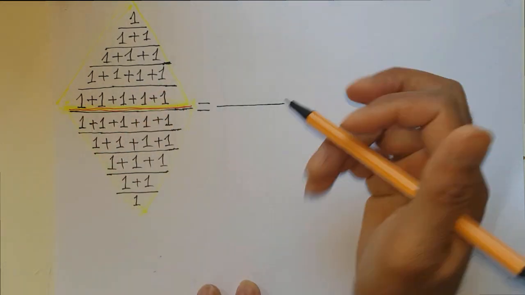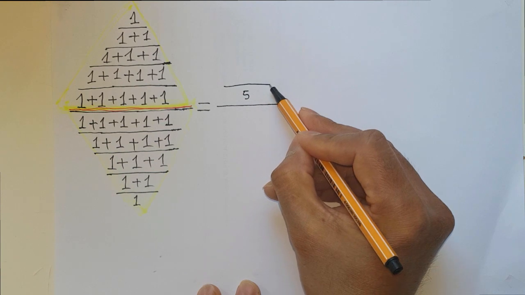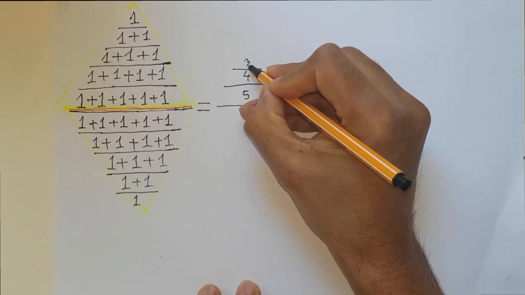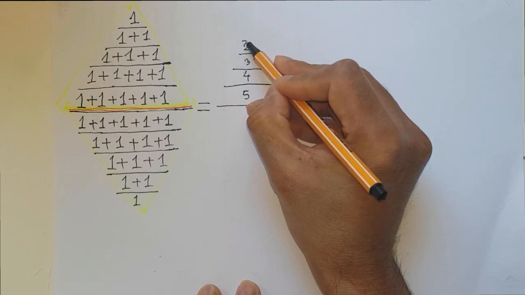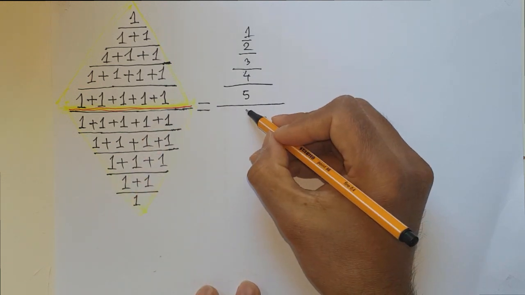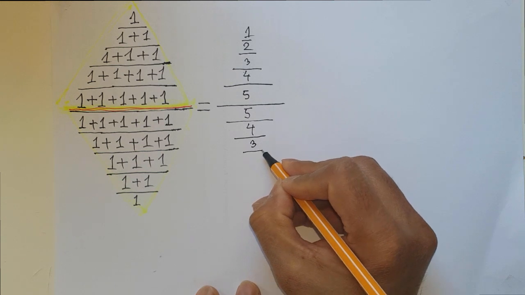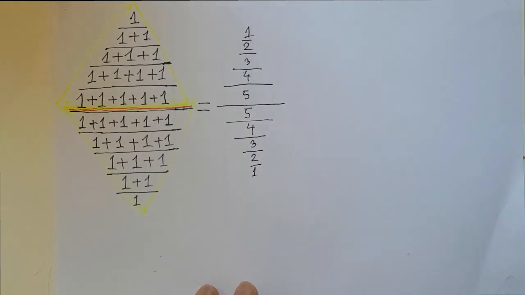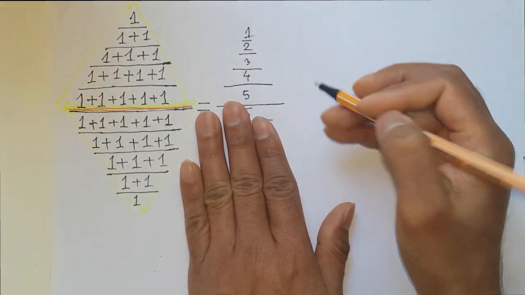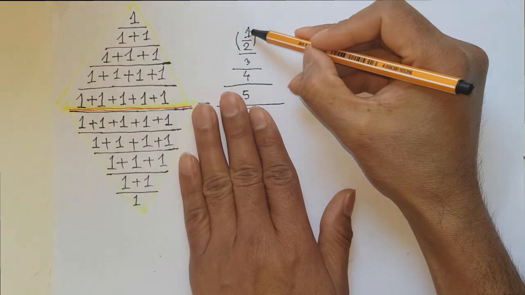So the result of this part is 1, 2, 3, 4, 5. 5 over 4 over 3 over 2 over 1. Similarly, if you look at this bottom triangle, you can find 5, then 4, then 3, 2, and 1. Now we have to first consider this upper part. If we consider this one, this is 1 over 2, and then the lower part, this is 2 over 1. So this is the numerator and denominator.